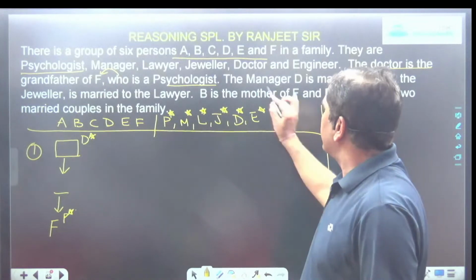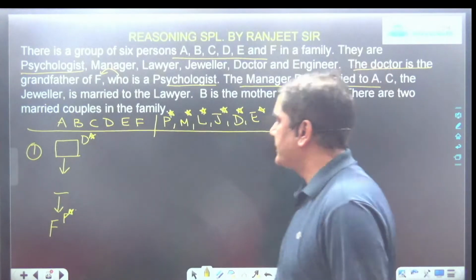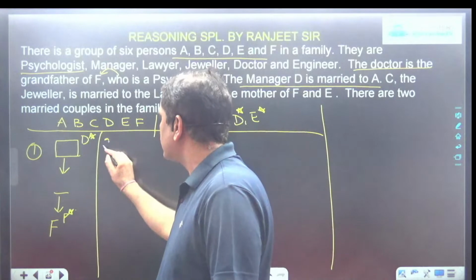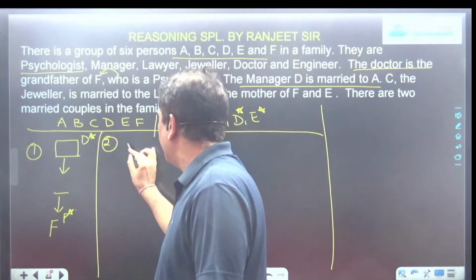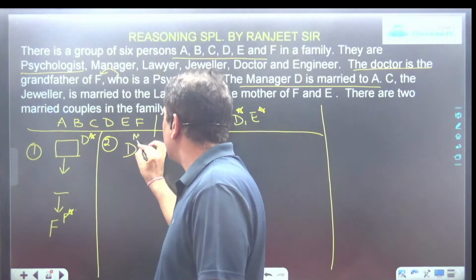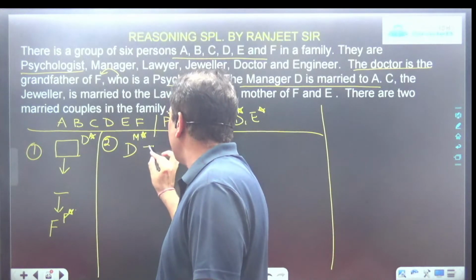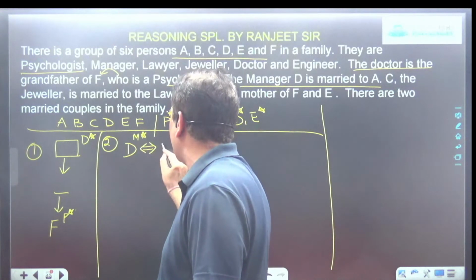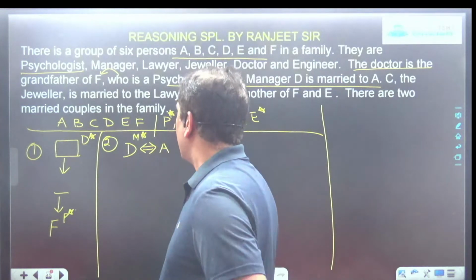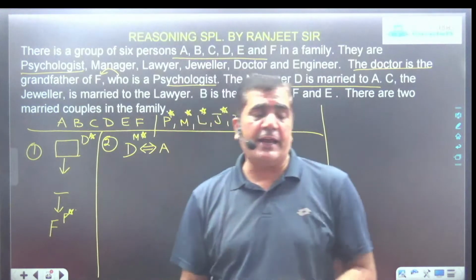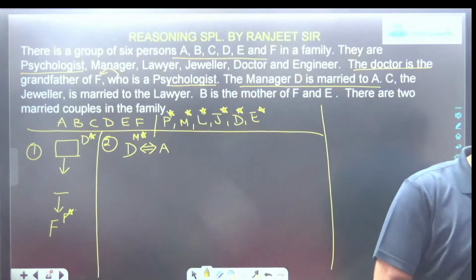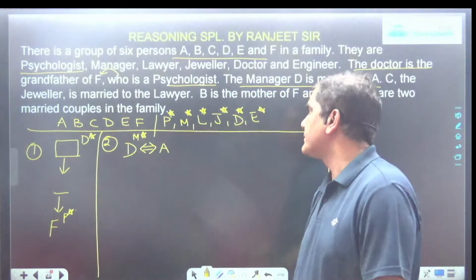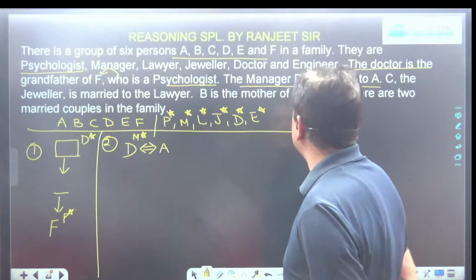Second one. The manager D is married to A. Second clue. Manager D. So manager D means what? D is manager, and is married to A. Here I don't know the gender of D and A, so please don't assume the gender. Okay. Manager D is married to A.